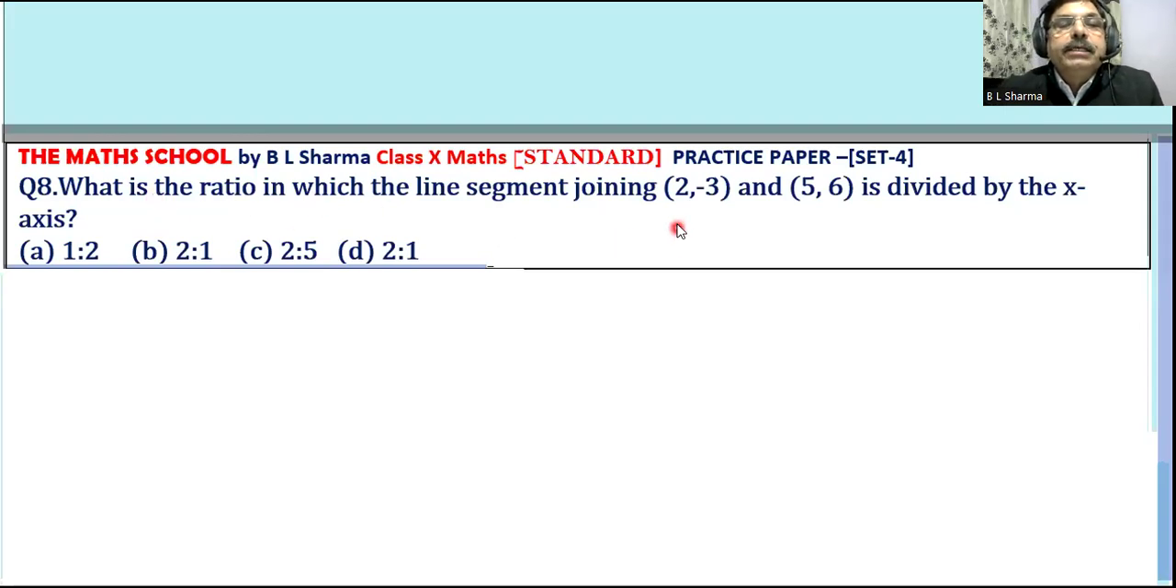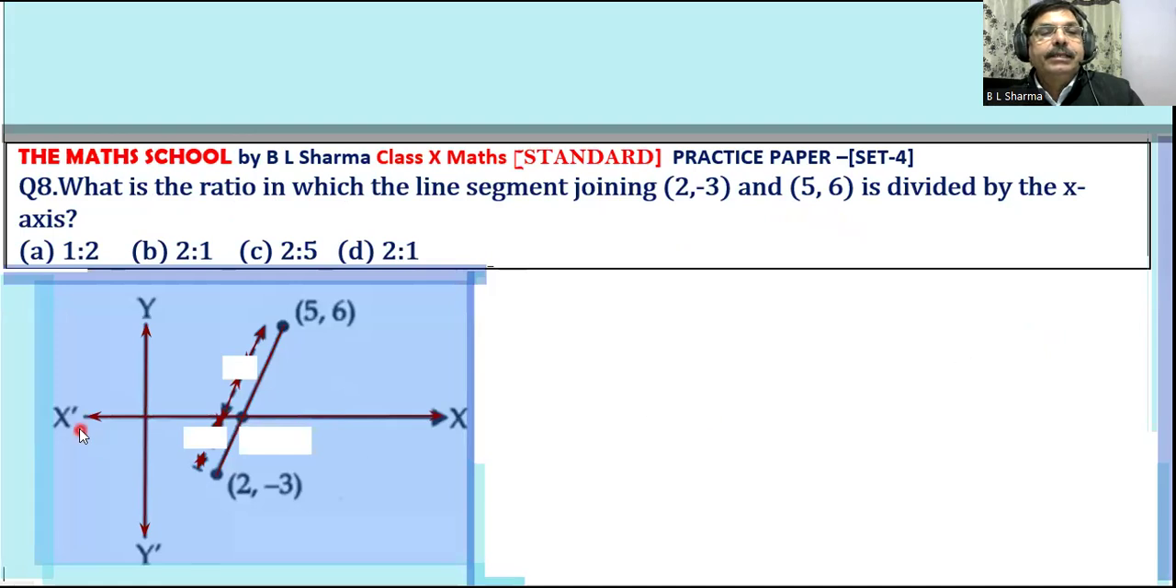What is the ratio in which the line segment joining the coordinates 2, -3 and 5, 6 is divided by the x-axis? x-axis इस लाइन सेगमेंट को जिसके कोऑर्डिनेट्स गिवन है किस रेशियो में डिवाइड करता है, ये हमारा क्वेश्चन है. इसको विजुलाइज करते हैं. देखिए ये एक्स एक्सिस है, और ये 2, -3 और ये 5, 6. आपको एक्यूरेट कोऑर्डिनेट में बनाने की कोई जरूरत नहीं है। In the exam you need not draw this diagram if it is an objective type of question, but yes, if it is subjective type of question, then you have to draw it.